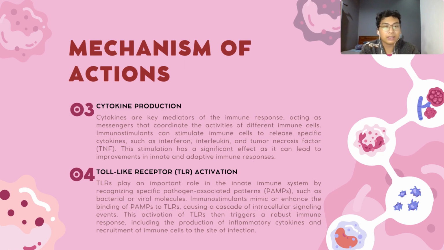communication between them. And the last one is toll-like receptor activation, or TLR. TLR play an important role in the innate immune system by recognizing specific pathogen-associated patterns, such as bacterial or viral molecules. Immunostimulants mimic or enhance the binding of PAMPs to TLRs, causing a cascade of intracellular signaling events. This activation of TLRs then triggers a robust immune response, including the production of inflammatory cytokines and recruitment of immune cells to the site of infection.